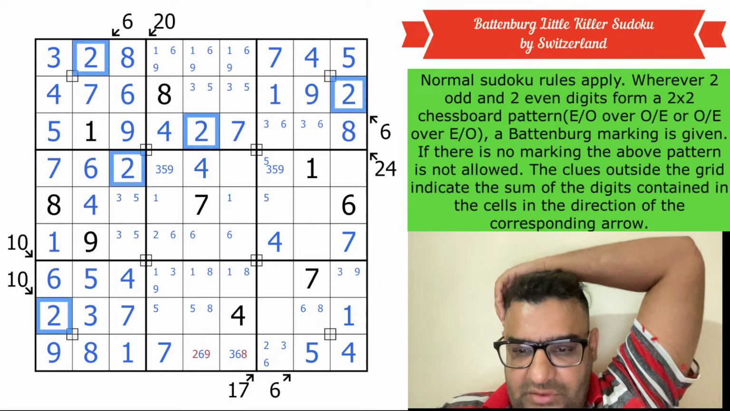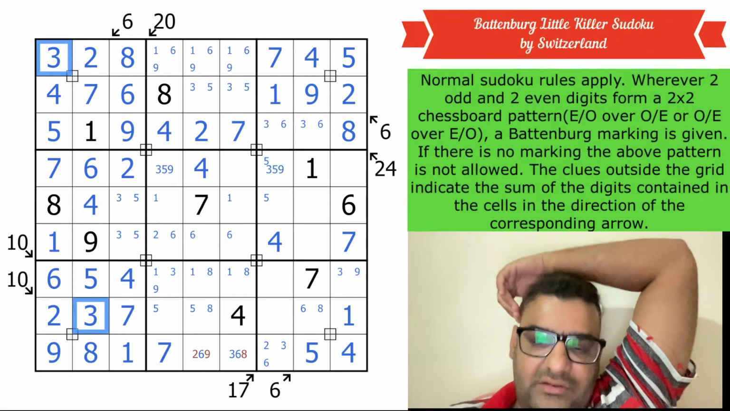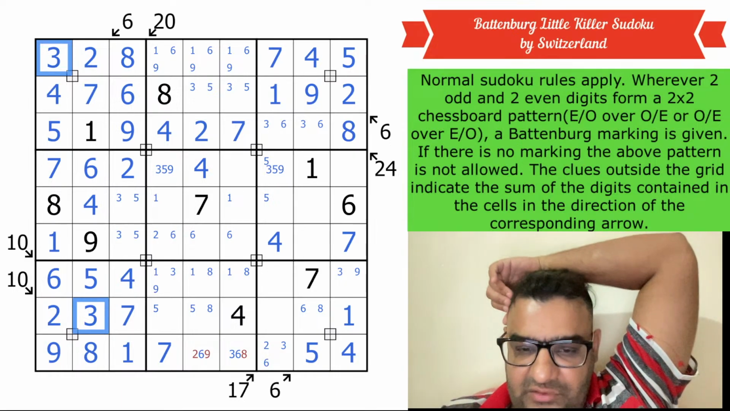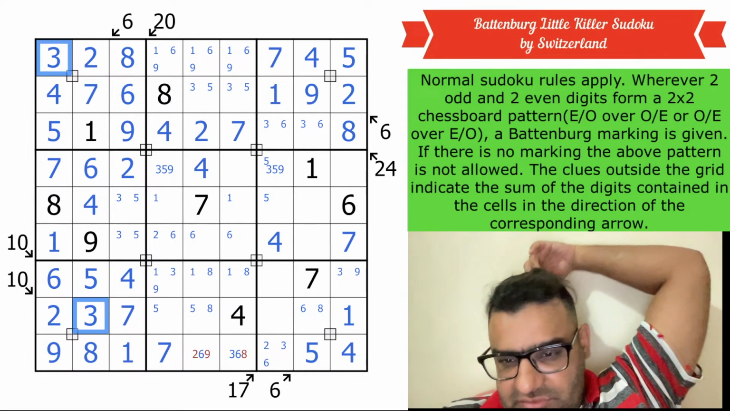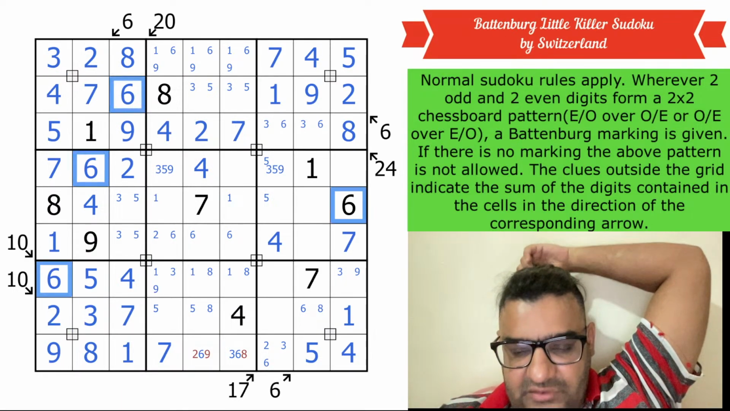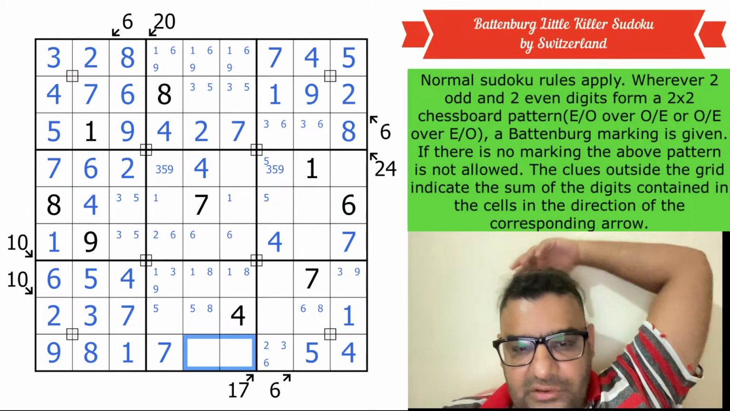Can I have a 2? I can have 2 in both of these. Can I have 3? I can have 3 in any of these two. What about 6? I can have 6 in any of these two. Still not clear.